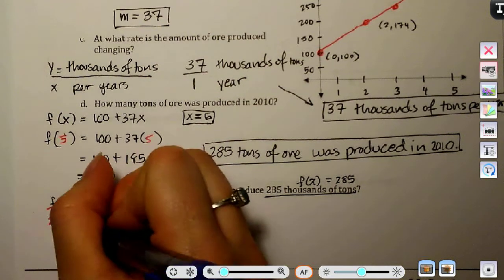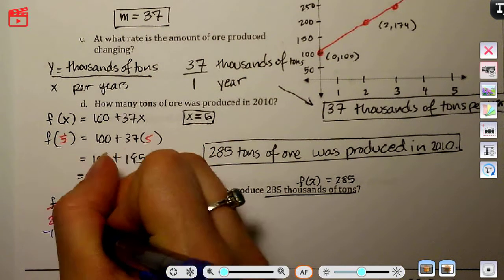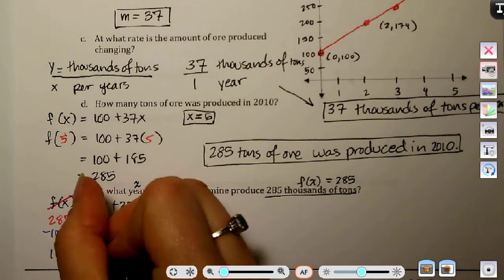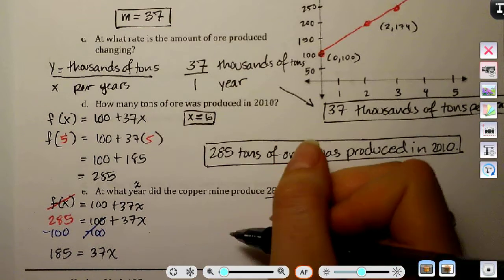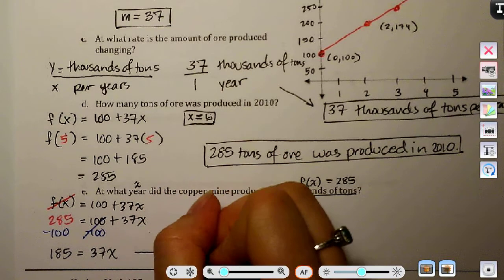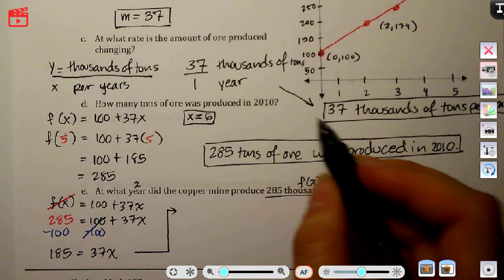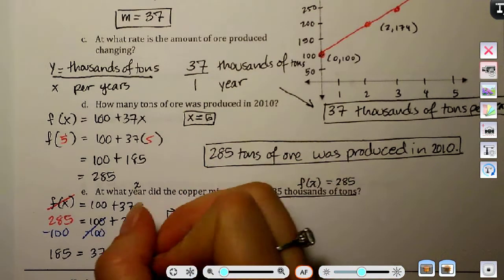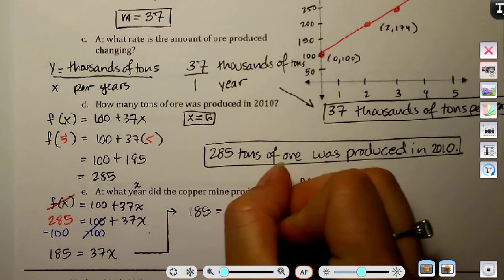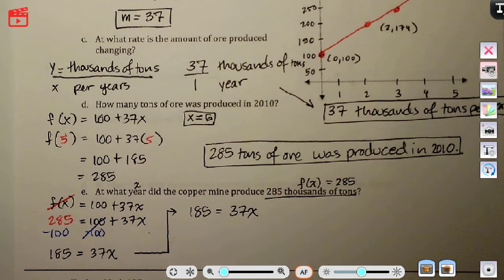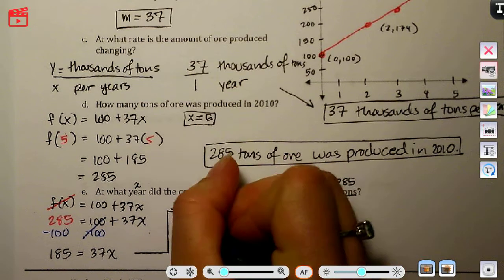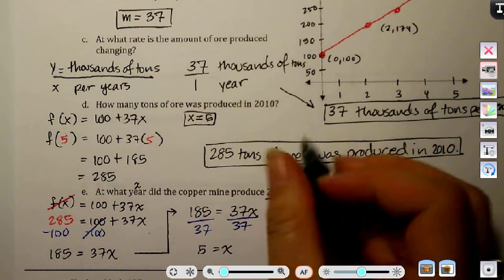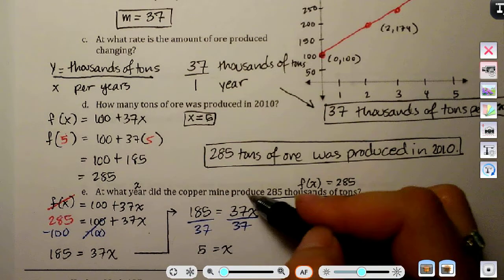Let's subtract 100 from both sides. That's going to be 185 equals 37x. And I just noticed this is the exact same number as what was given above. Oh well. Okay, and so my arrow letting me know where I'm going. That's going to equal 37x. Dividing both sides by 37. And x is going to equal 5. For some reason, my problem ended up being redundant with the top one. Oh well.